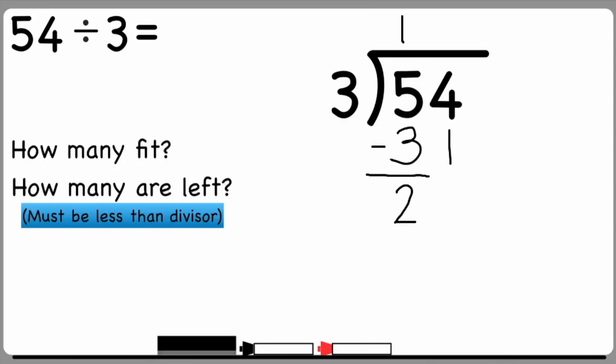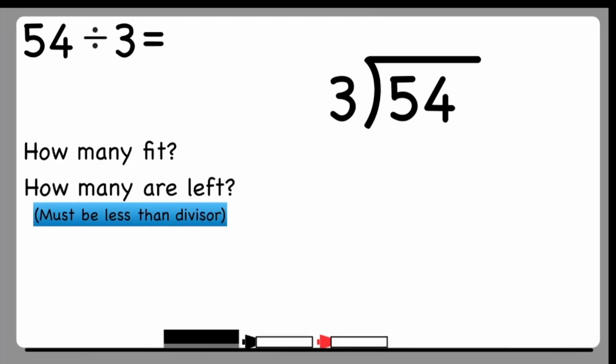We'll bring down our 4. Now, instead of worrying about the 54, I'm looking at the 24. How many 3's fit into 24? That should be 8. How many are left? 8 times 3 is 24. And after we do our subtraction, we see there are none left. 54 divided by 3 is equal to 18.